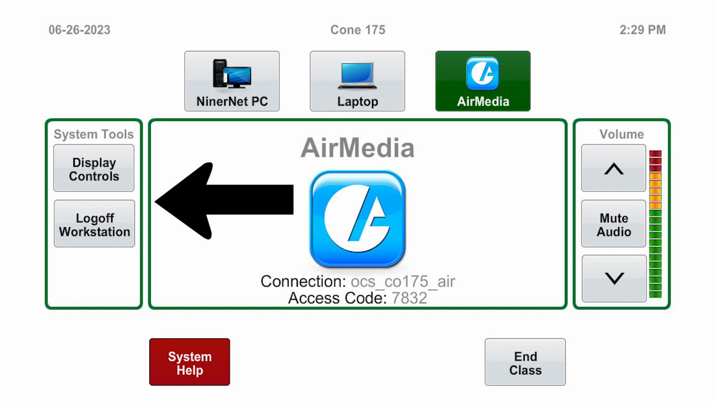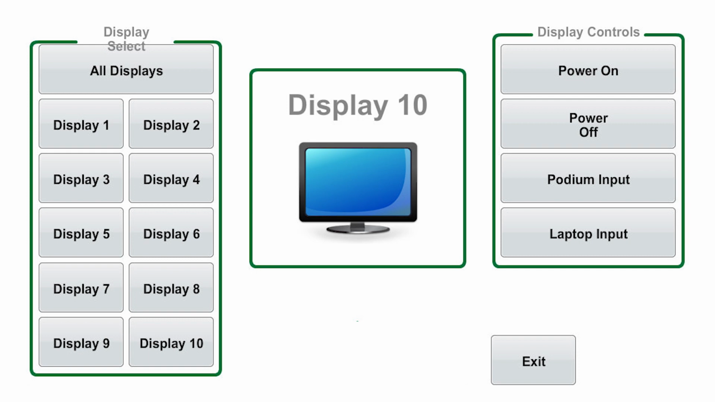On the left side of the screen are your system tools. The first button is your display controls. Once you click this button, you will see options for all the displays in the room. All the displays are numbered. From here, you can either select all displays or each display individually.